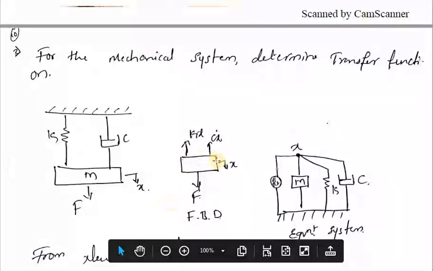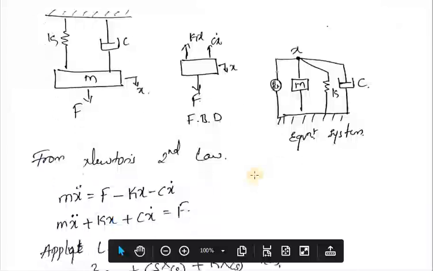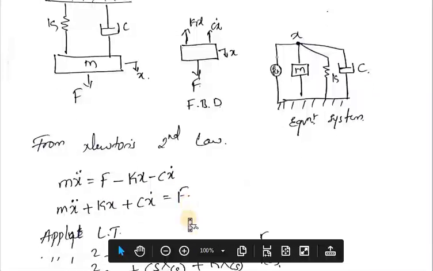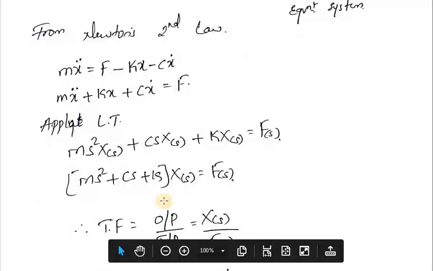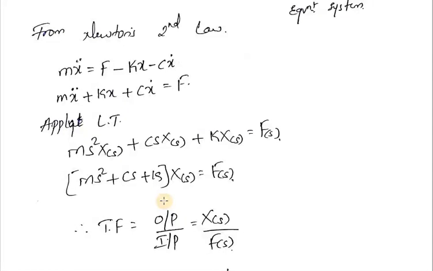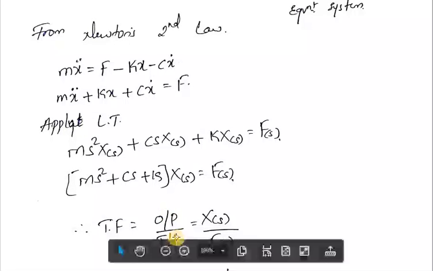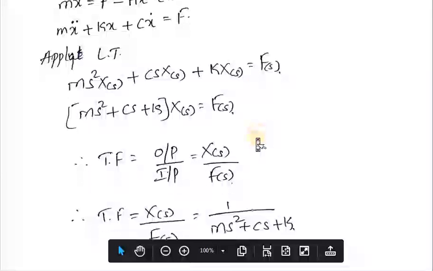Okay. After drawing the free body diagram, you have to draw the equivalent mechanical system. Then by using Newton's second law, you have to write the governing equations, that is differential equations. Then it is simple, just you need to apply the Laplace transformation. After that, you need to take the common terms, that is, you try to get the input terms on one side and output terms on the other side, then try to get the ratio of output over input. Okay. So try to go through these problems.